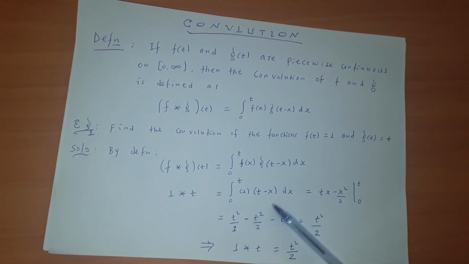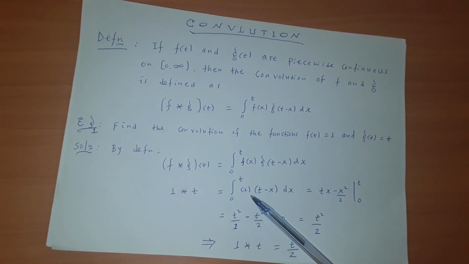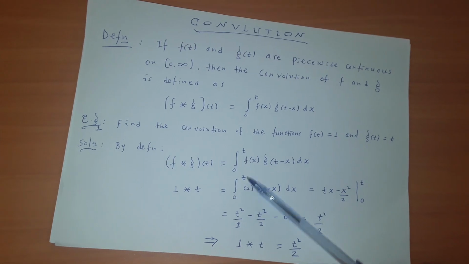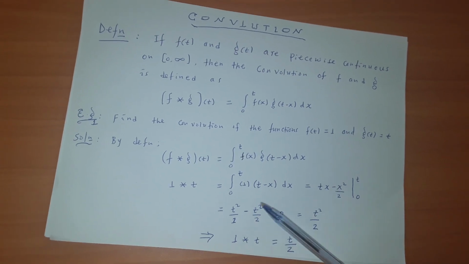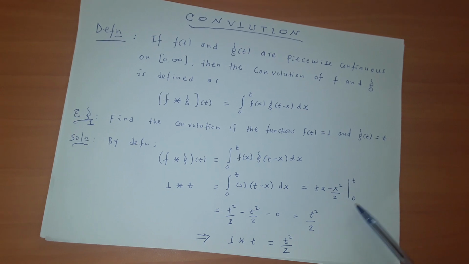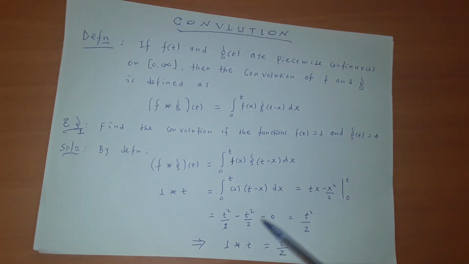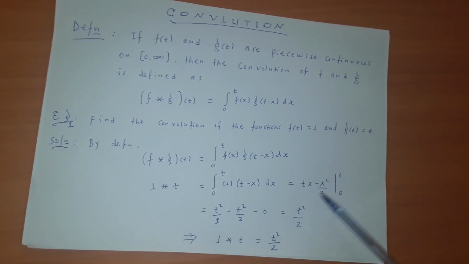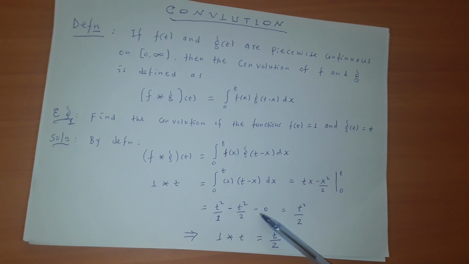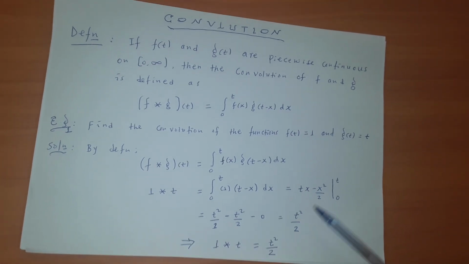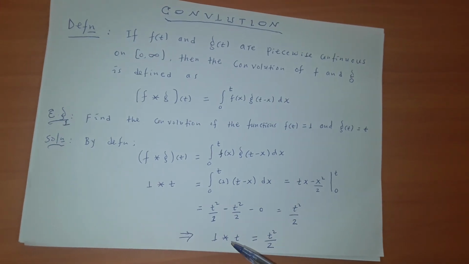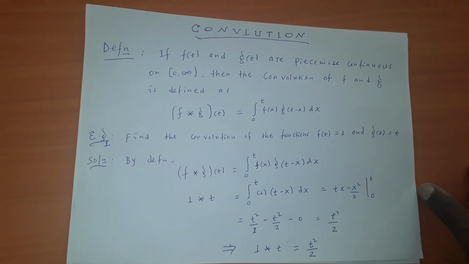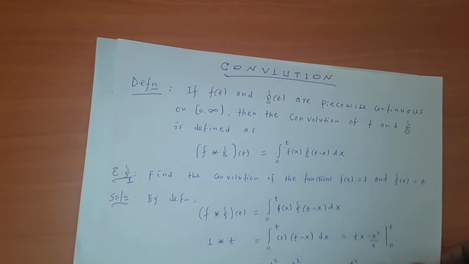We integrate with respect to x, not with respect to t, so t integrated with respect to x is tx, and x integrated with respect to x is x squared over 2. Then you assign the specific values from 0 to t, at x equals t and at x equals 0. At x equals t we have t squared minus t squared over 2, and at x equals 0 it is nothing, just 0. So we have t squared over 2 through algebraic manipulation. Therefore, the convolution of 1 and t is t squared over 2. So we use the definition.